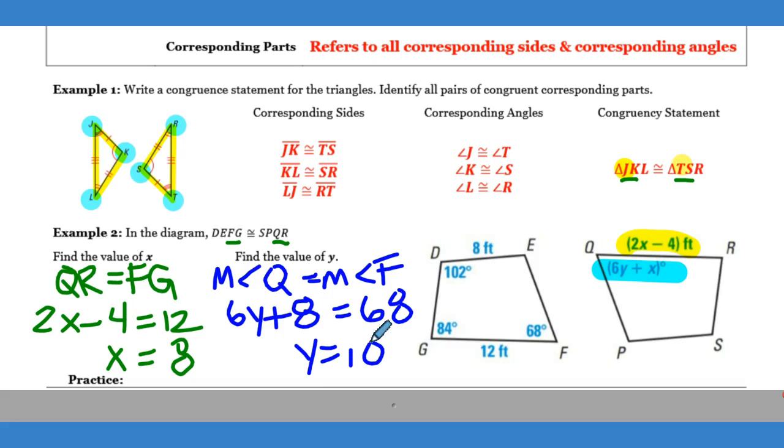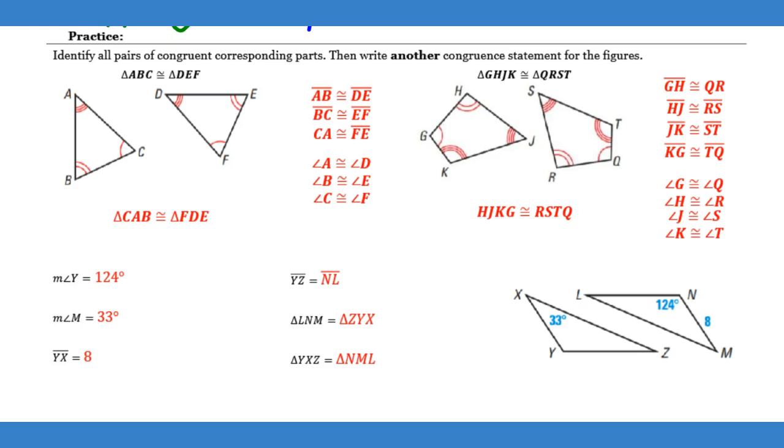All right, go ahead and try the practice and then check your answers. All right, so in the first problem, you were supposed to identify all the congruent parts, just like example 1, and write a congruency statement. So there are your sides, your angles, and then here is your congruency statement.